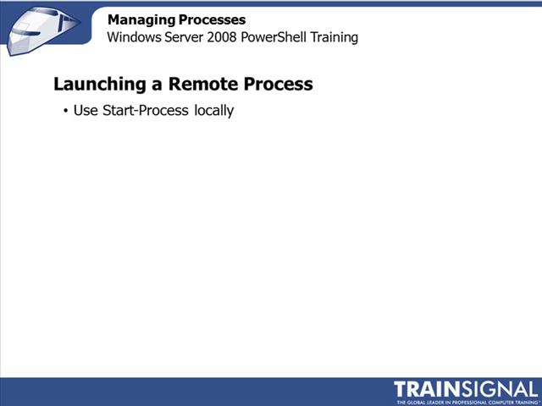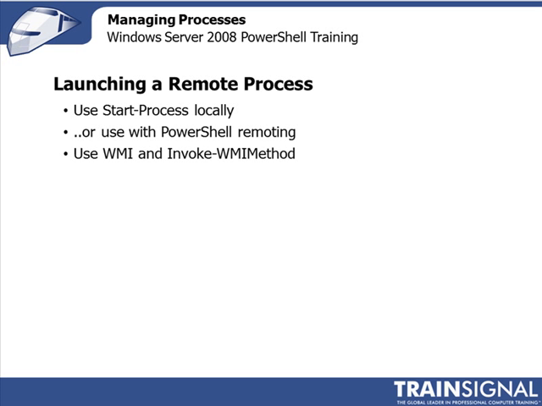There is the Start-Process cmdlet, which works fine locally. Unfortunately, it does not have a -ComputerName parameter, but it does have some nice parameters that we might want to use to create our process. So we could use that with PowerShell remoting to do something against a remote machine, or we can use WMI and the Invoke-WmiMethod cmdlet, again, on the Win32_Process object.